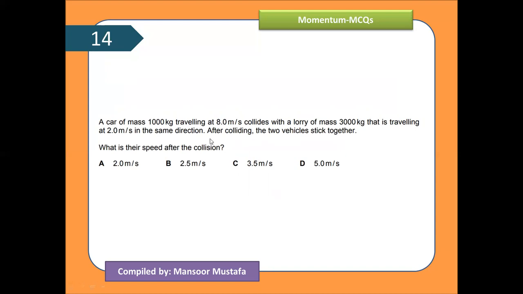Now, before collision, they were moving with the different velocities, but according to the given statement, after collision, they are stuck together. Means now if they are stuck together, so definitely they will start moving at the same velocity. इसका मतलब है after collision दोनों की जो velocity होगी that will be same. आपने क्या find करनी है? What are their velocities after collision? Means के after collision वो किस velocity से move करेंगे?